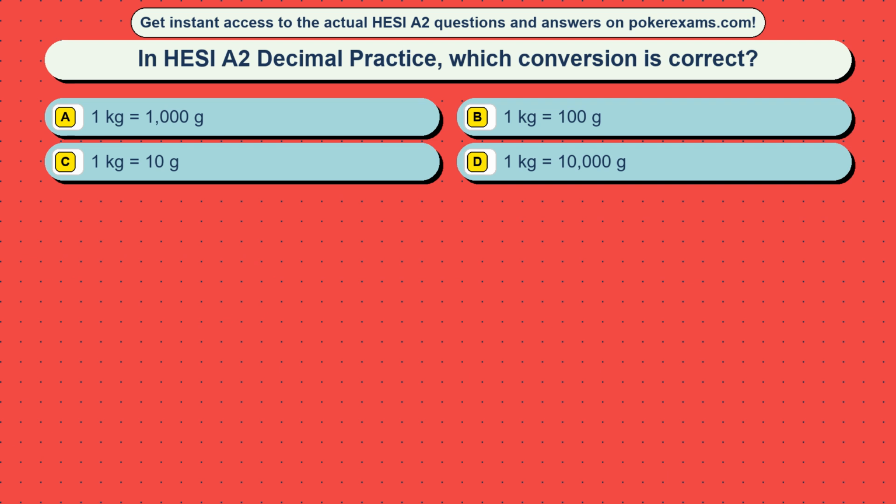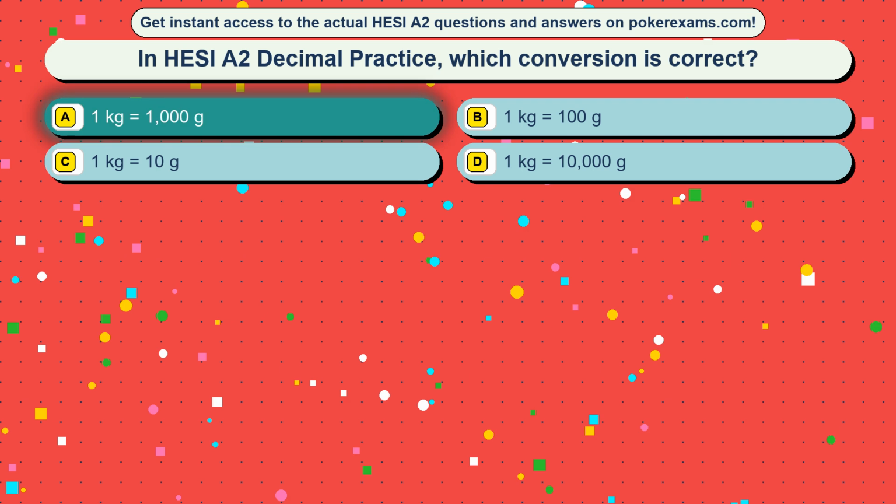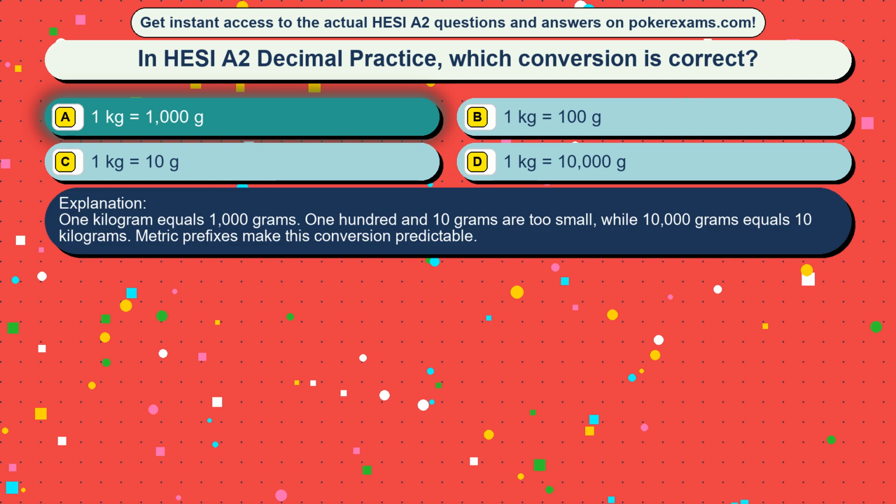Question 33. In HESI A2 decimal practice, which conversion is correct? Option A, 1 kg equals 1000 g. Option B, 1 kg equals 100 g. Option C, 1 kg equals 10 g. Option D, 1 kg equals 10,000 g. The correct answer is option A, 1 kg equals 1000 g. 1 kg equals 1000 grams. 100 grams is too small, while 10,000 grams equals 10 kilograms. Metric prefixes make this conversion predictable.